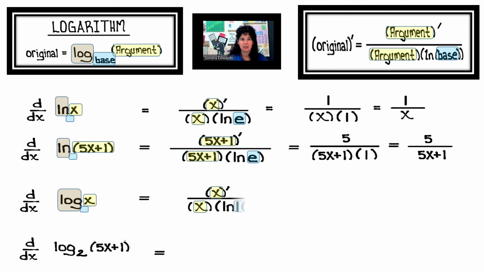So let's throw the argument there in the denominator, the derivative of the argument in the numerator, and then the natural log of the base number in the denominator, so ln of 10. The derivative of x is 1, and that is our final answer.